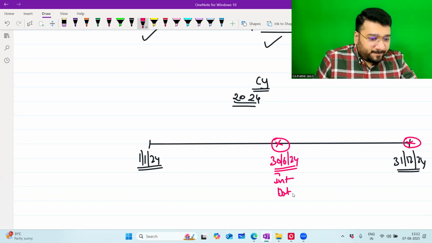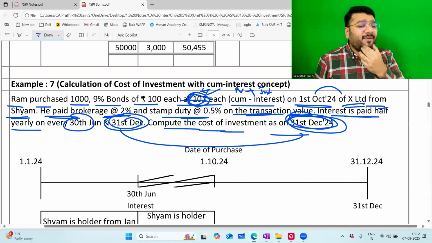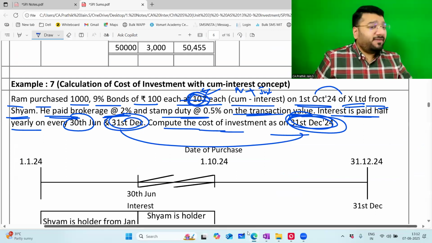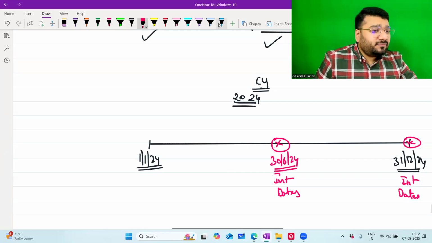Interest dates. Any other date given in the question? Purchase date. When? 1 October 24. After 30 June or before 30 June? After 30 June.